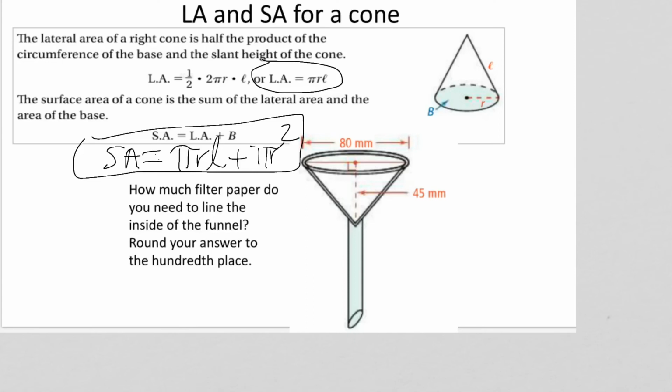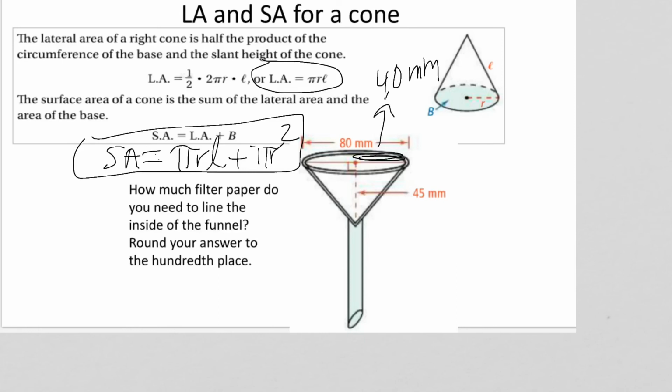So here's an example of a funnel that maybe you would use in chemistry class. They want to know how much filter paper you need to line the inside of the funnel. Well, we need the opening to be open on the top, so that means we're looking for lateral area. I need to figure out what the radius is and what the L is. So the radius, obviously, looks like it's going to be half of the 80. So the radius here is 40 millimeters.